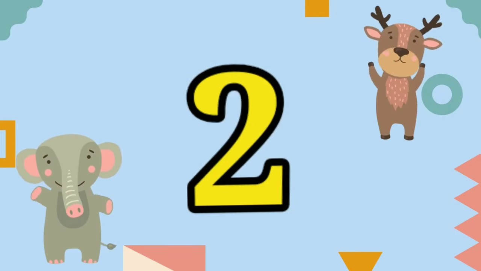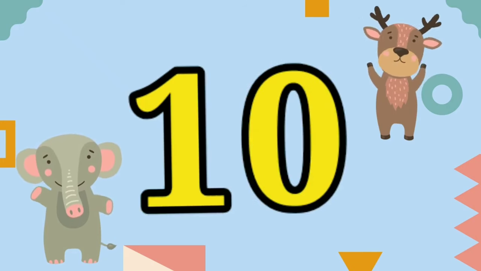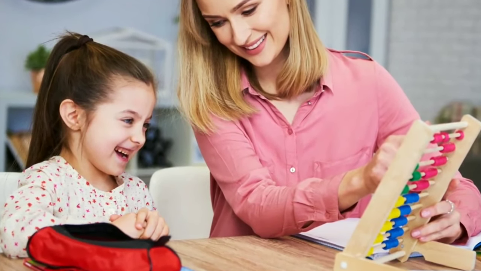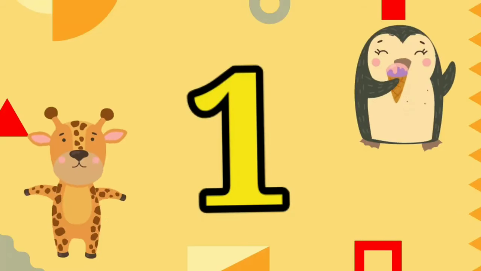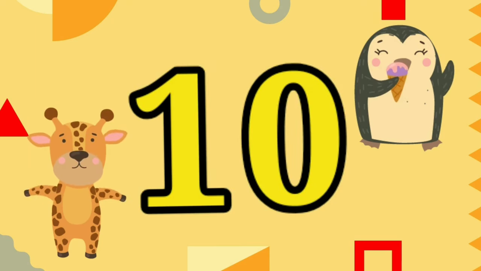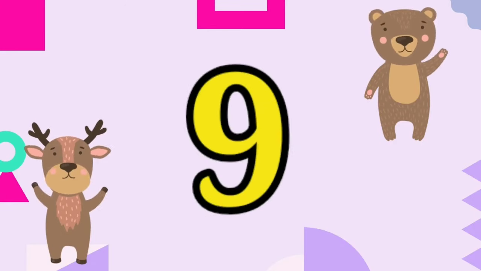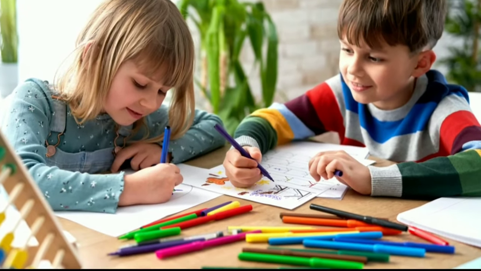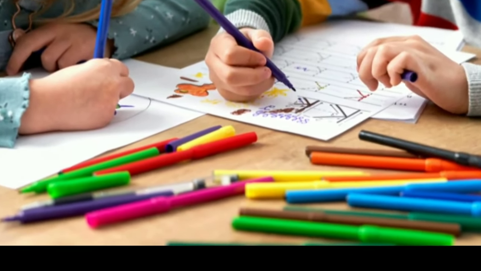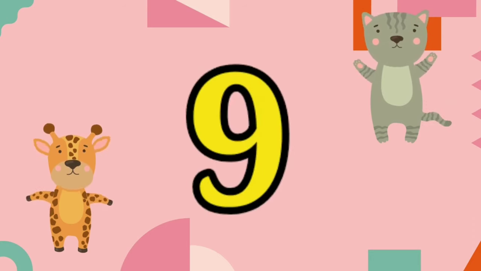1, 2, 3, 4, 5, 6, 7, 8, 9, and 10. You and I, my friend, we can count to 10. 1, 2, 3, 4, 5, 6, 7, 8, 9, 10. 1, 2, 3, 4, 5, 6, 7, 8, 9, and 10. You and I, my friend, we can count to 10. 1, 2, 3, 4, 5, 6, 7, 8, 9, and 10.